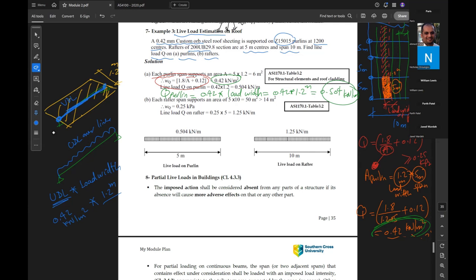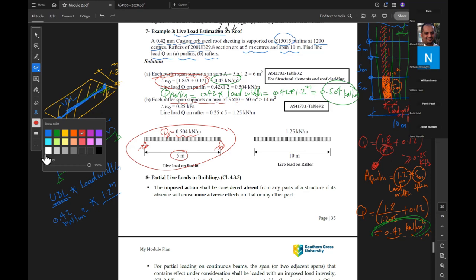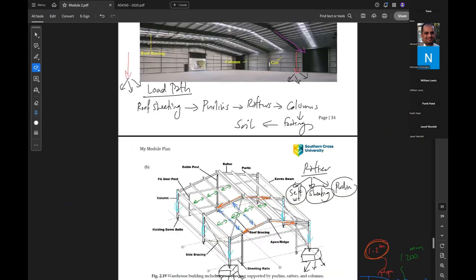Okay. So this is for the purlin. If this is the purlin, how much is the span of the purlin? 5. How much Q on the purlin? 0.504 kilonewton per meter. Similarly, for the rafter, what is the area supported by the rafter? If we look at the rafter here, do you know what is the tributary area for a rafter?